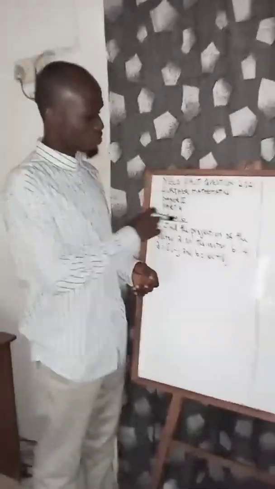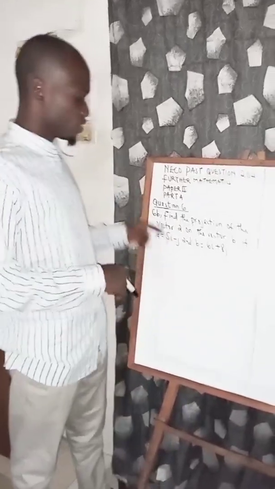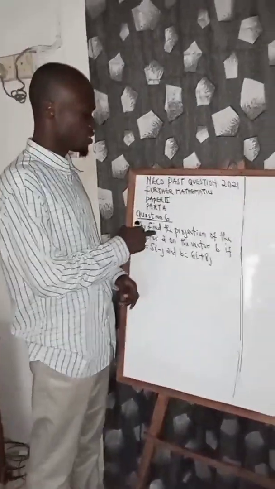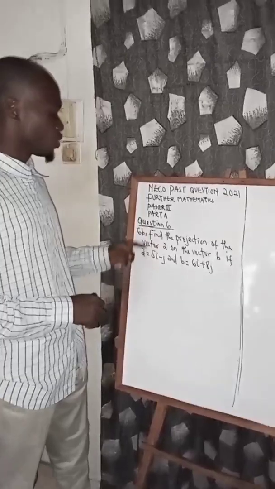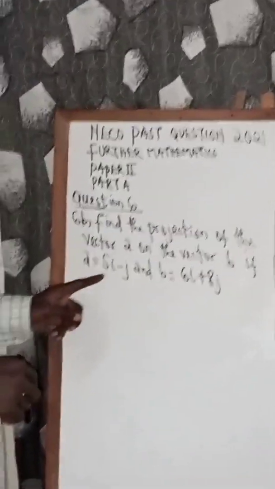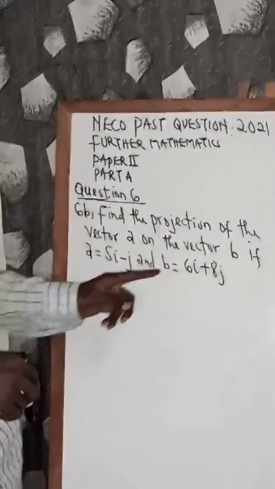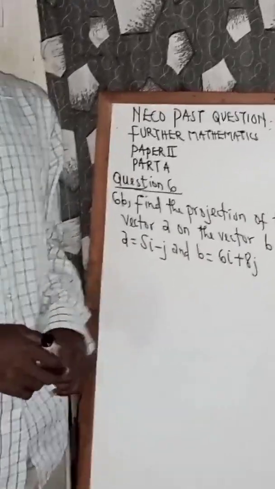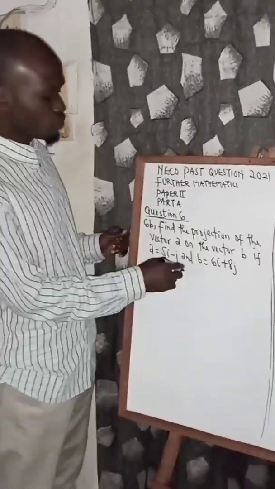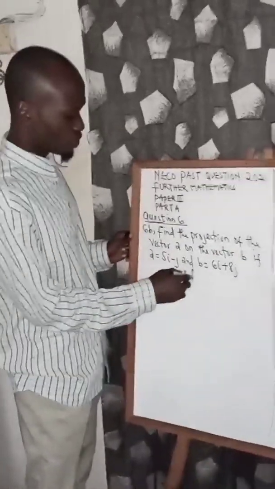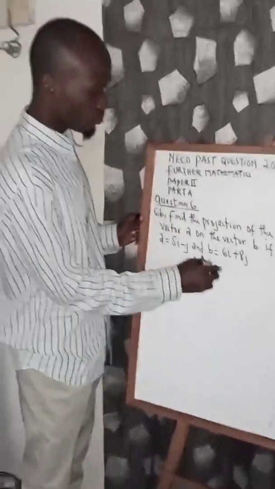We are going to continue with our question 6. This is question 6b, which says: find the projection of the vector A on the vector B if A equals 5i minus j and B equals 6i plus 8j. Here comes the solution.